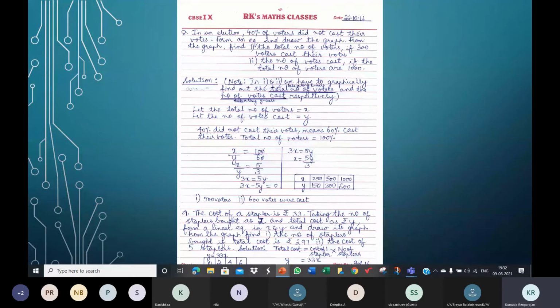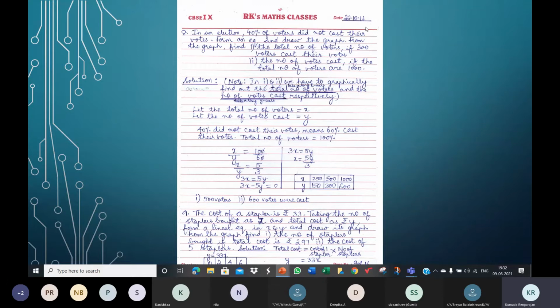We have voters who cast their votes, voters who did not cast their votes, and total voters. But we can take only two of them on the Cartesian plane, one along the x-axis and one along the y-axis. There is no mention of what is to be taken on x and y-axis, so you have to decide.